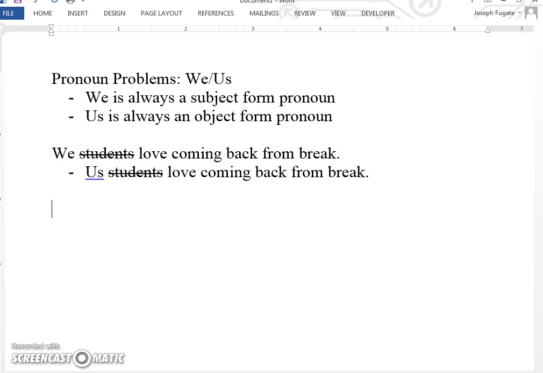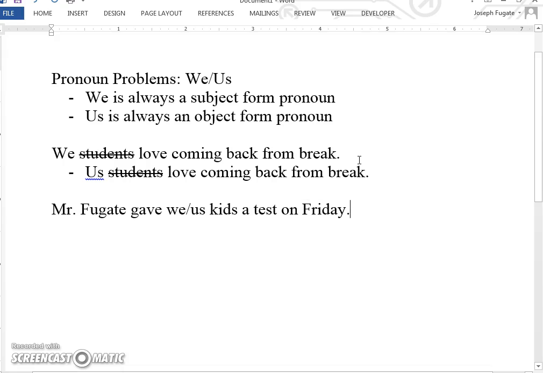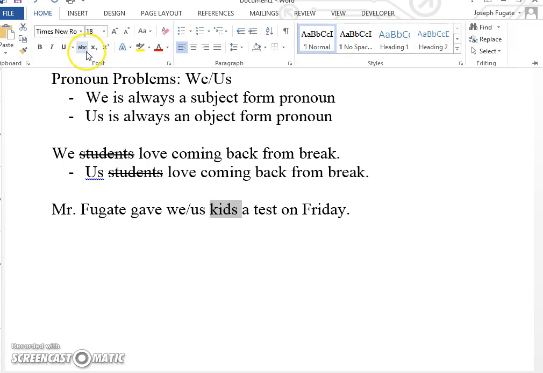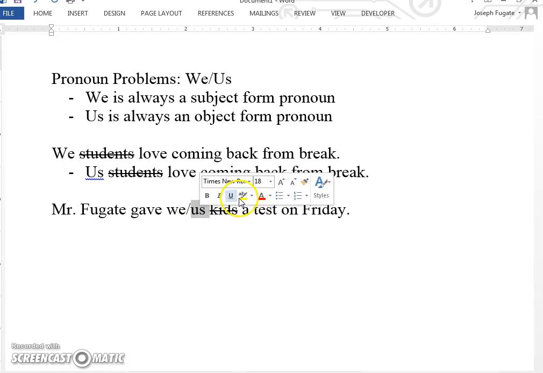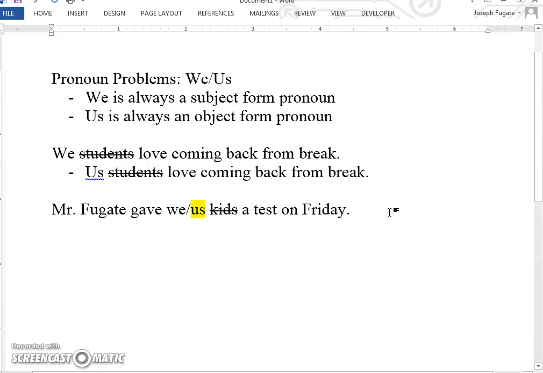And the same can be said for when you have an object. So like a direct object, indirect object, or object of the preposition. Mr. Fugate gave, I'll give you a choice this time, we or us kids a test on Friday. Well, as a writer, when I'm making that choice of a pronoun in my sentence, again, I'm able to ignore that noun that I'm using to define the pronoun, and then it makes my choice as a writer much easier. Mr. Fugate gave we a test on Friday. Mr. Fugate gave us a test on Friday. Well, the obvious choice then is going to be us. Gave us a test on Friday.